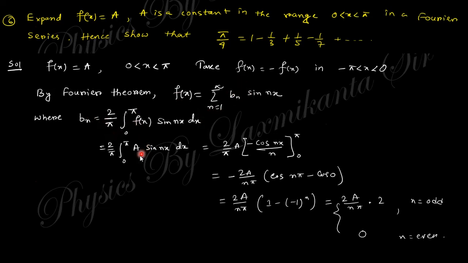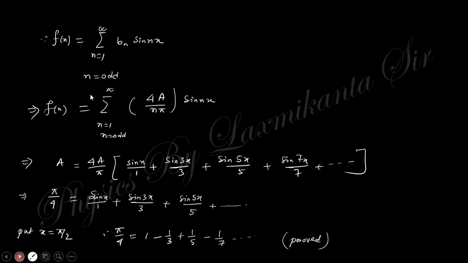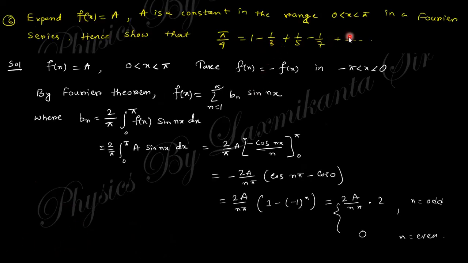So bn equals like that. For n odd this is the value, and for n even this is 0, and f of x will be like that, only bn exists. So put this value of bn into f of x and expand, and you can get these terms. Put x equal to pi by 2, such that we can find this expression's solution.